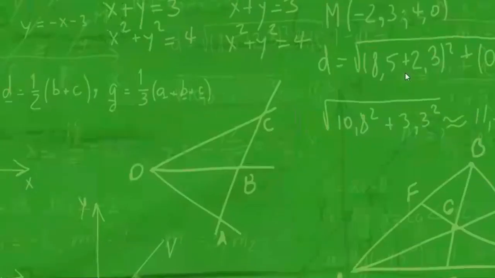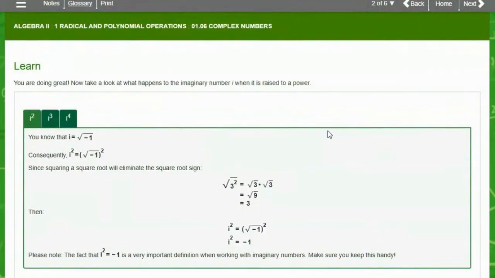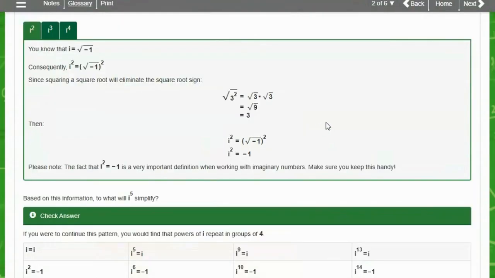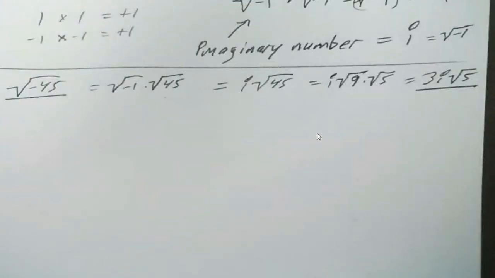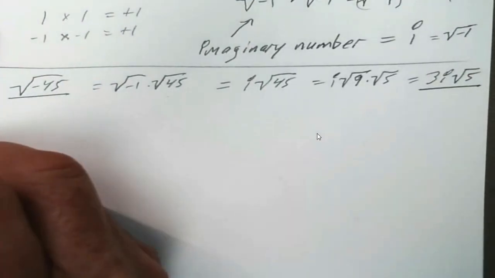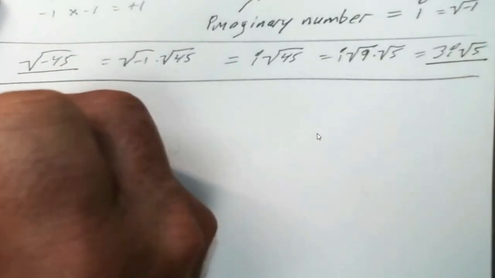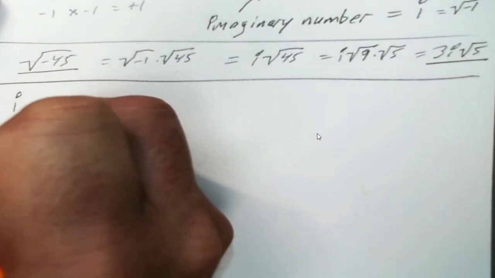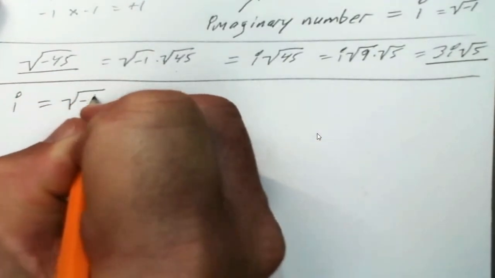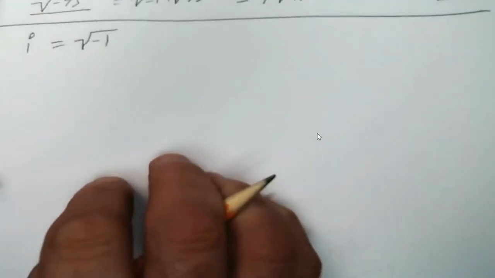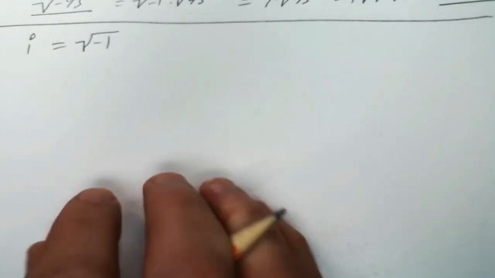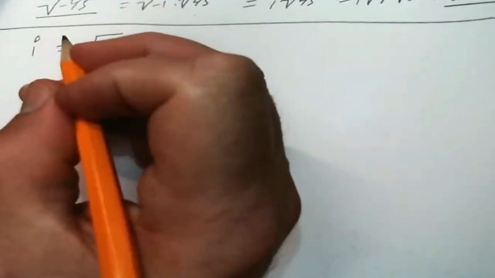Page 2. That was a lot on page 1. All right, you're doing great. Let's take a look at what happens to the imaginary i when it's raised to a power. Oh, this is good stuff. All right, we're going to put this in our notes as well because we need to understand this. So i is the square root of negative 1. We've learned that. That one's pretty easy. We just have to memorize that one. What about i squared?